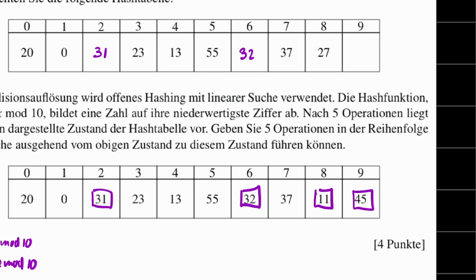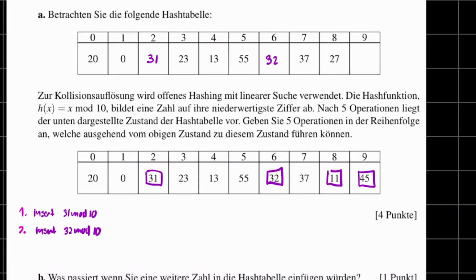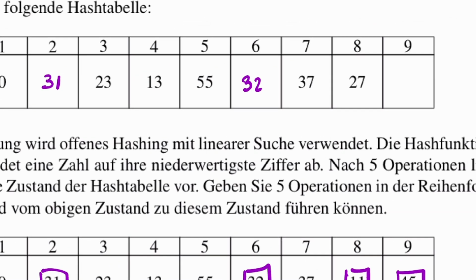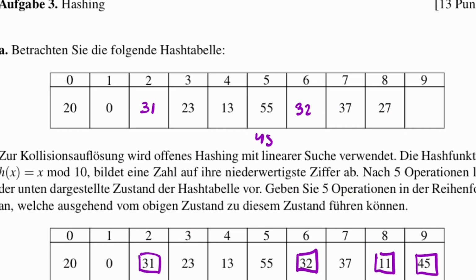Right? Now let's do the last one. Let's do 45. We're going to do insert 45 modulus of 10. Again, 45 wants to go to 5, right? But again, goes right. There's already a number there, so right. 37 is already there. Right. 27 is already there. So it'll be on 9.